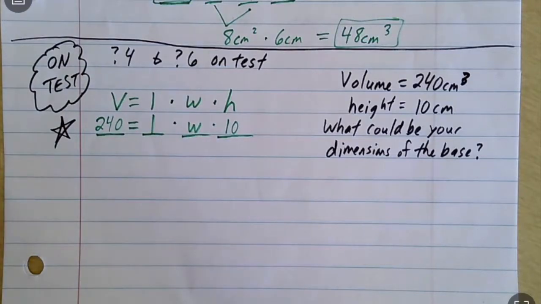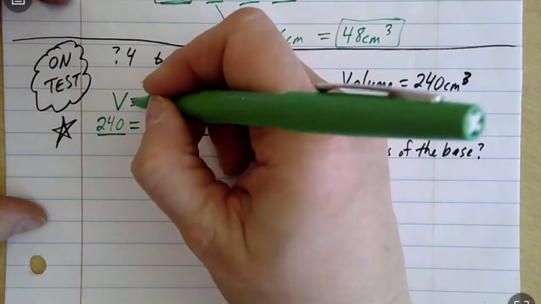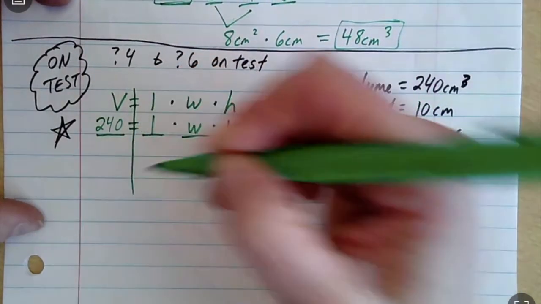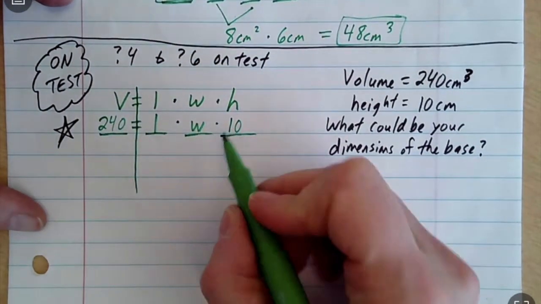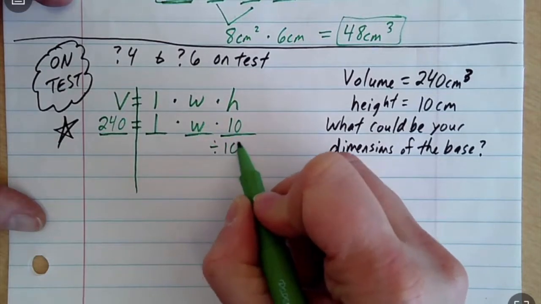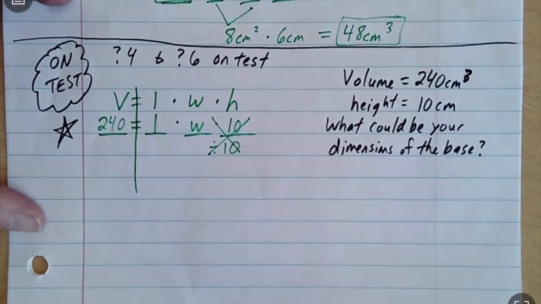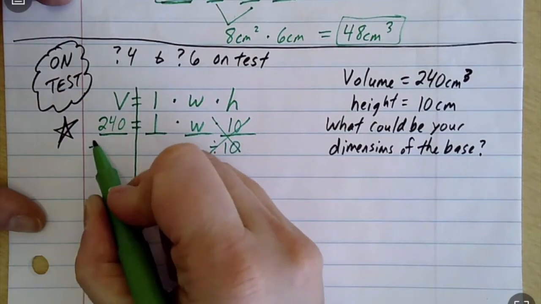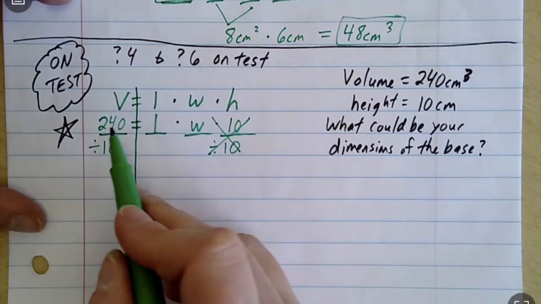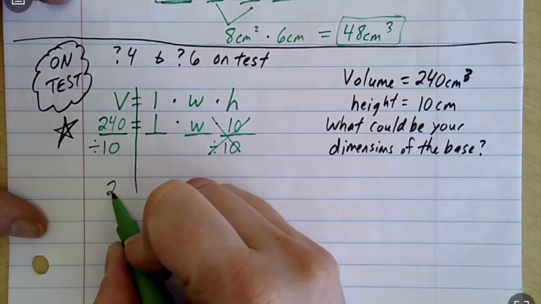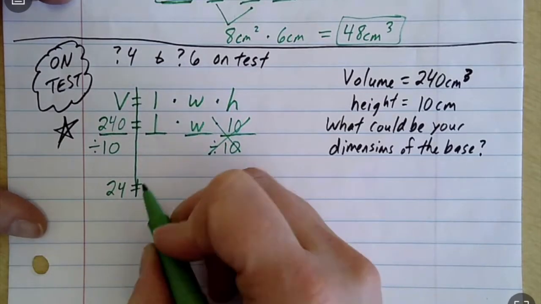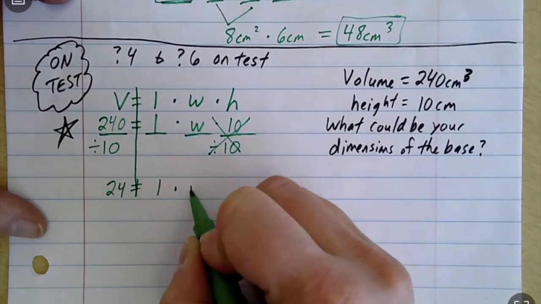So another way to narrow this down, when we were talking about solving equations, is to do the opposite. Instead of multiplying by 10, let's divide by 10 here. This will cancel this out. Whatever you do to one side, you have to do to the other side. So 240 divided by 10 gives us 24. 24 still has to equal our length times our width here.